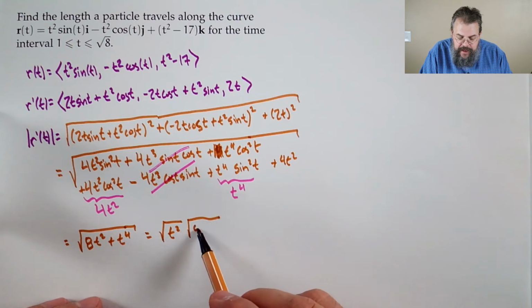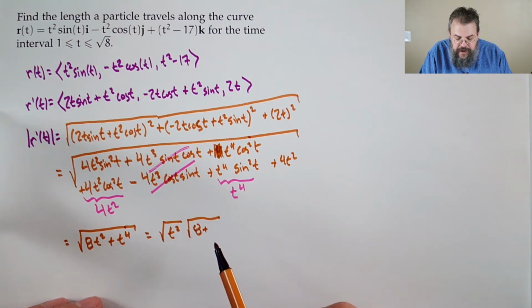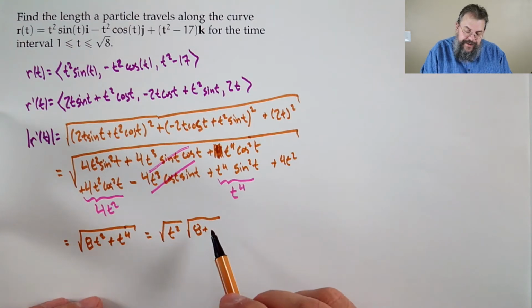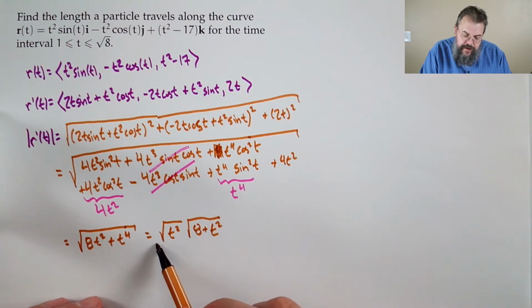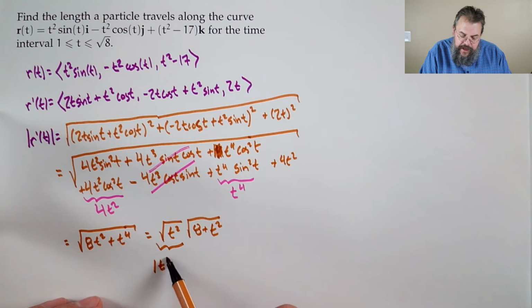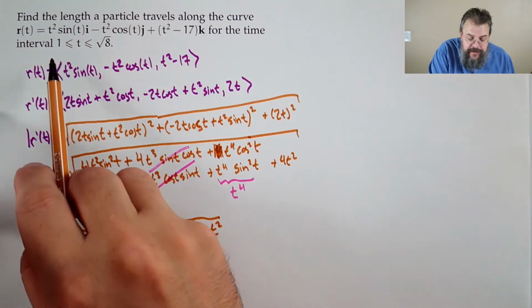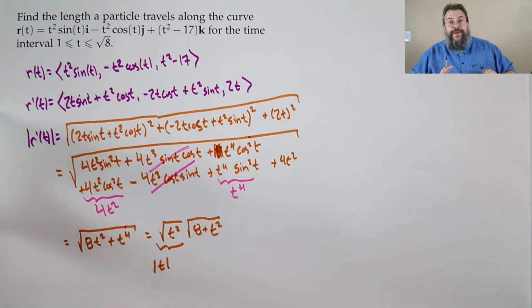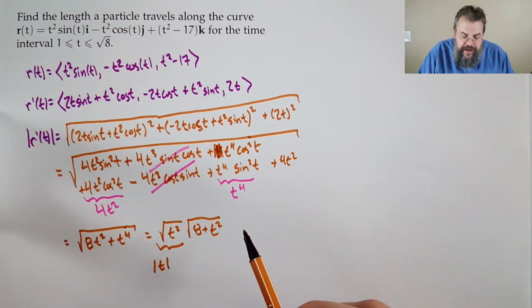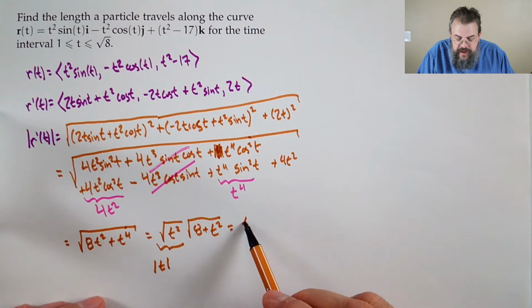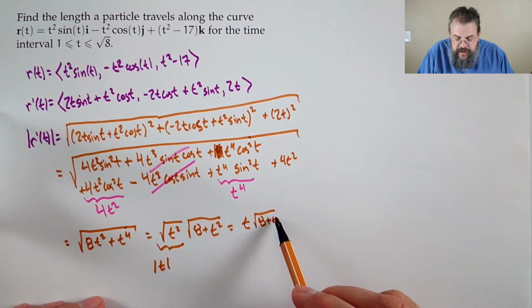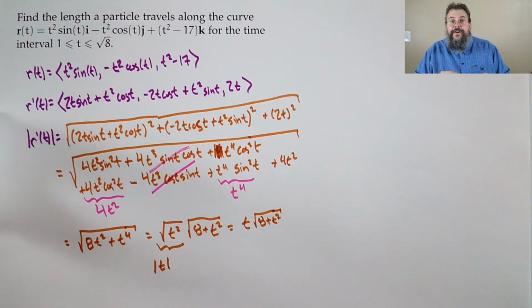I'm going to be a little bit careful here, just because I've been burned before. The square root of t squared, technically, is the absolute value of t, because when you square something, you lose the sign. When you take the square root, you always end up with the positive. But notice our t here is from 1 to root 8, so we don't need to worry about absolute value. For our specific range of t, it becomes t times the square root of 8 plus t squared. And now we're ready to go.